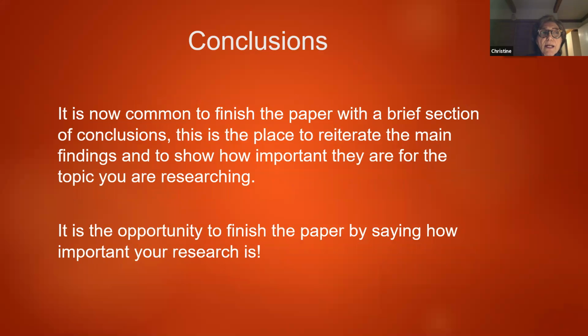So after the discussion, now you're ready to write. What are you concluding from everything you've done, from your results and from your discussion? You want to finish your paper with a brief section on conclusions. This is where you reiterate the main findings and show how important they are for the topic you are researching.